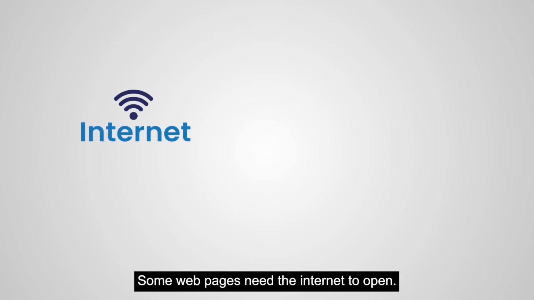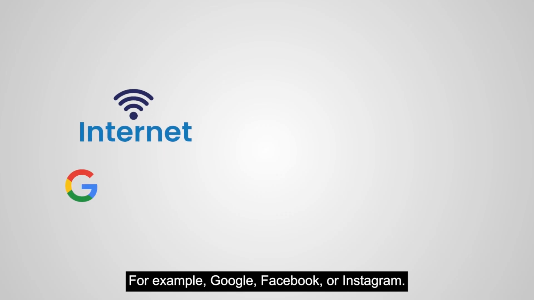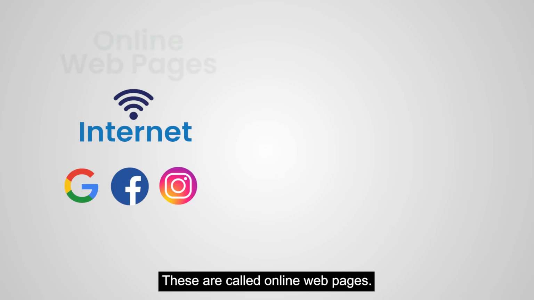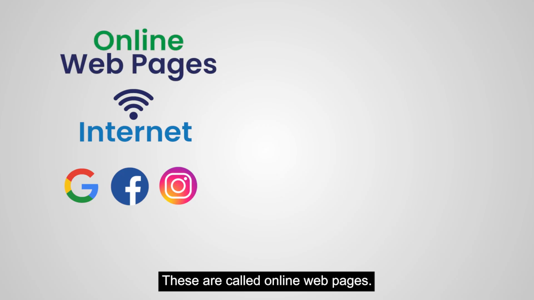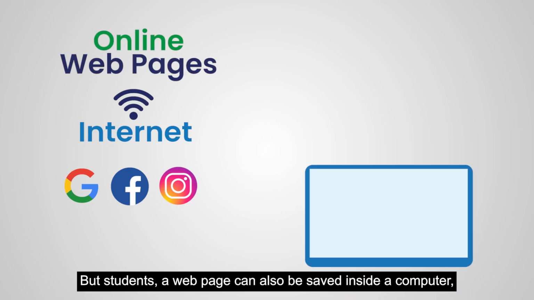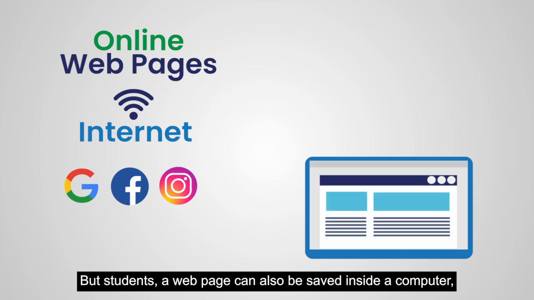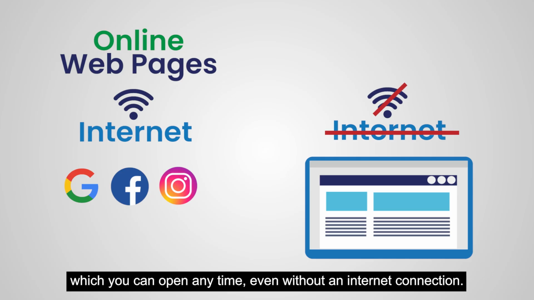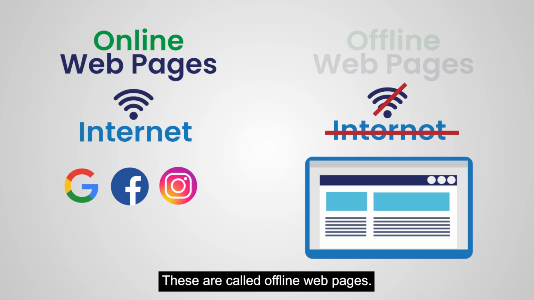Now here is something important. Some web pages need the internet to open. For example, Google, Facebook or Instagram. These are called online web pages. But students, a web page can also be saved inside a computer, which you can open anytime, even without an internet connection. These are called offline web pages.